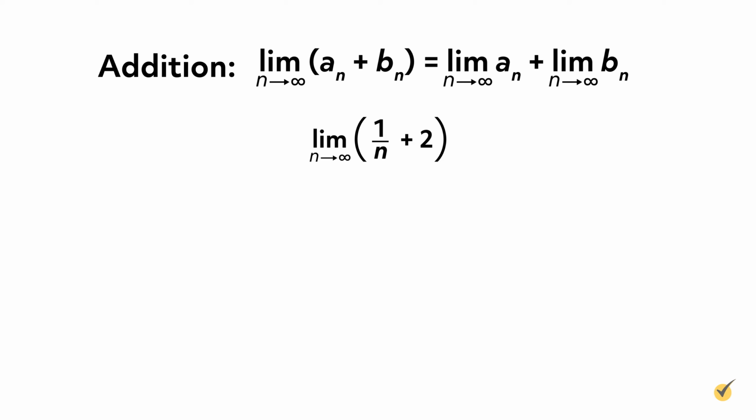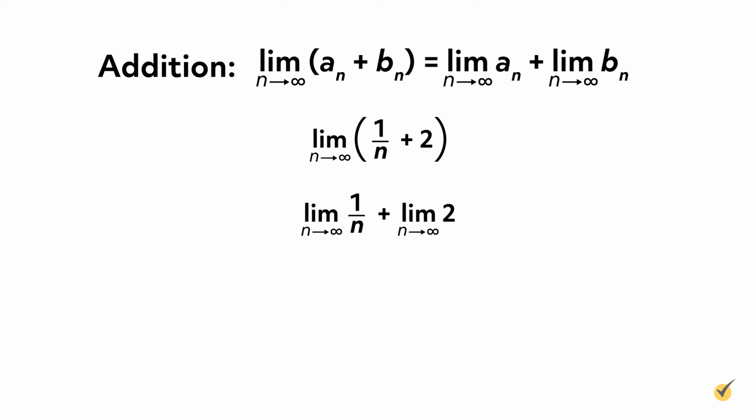Find the limit as n approaches infinity of 1 over n plus 2. Our sequence has a rule of 1 over n plus 2. To find the limit of this sequence, we can break it apart and find the limit as n approaches infinity of 1 over n, and then find the limit as n approaches infinity of 2. And then we simply add the limits together.